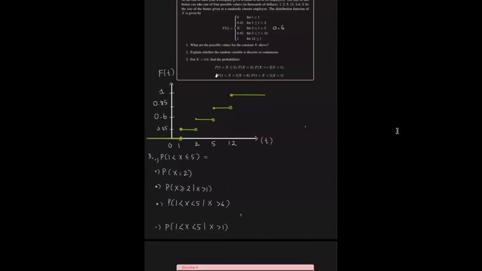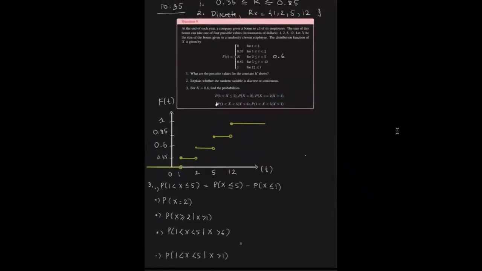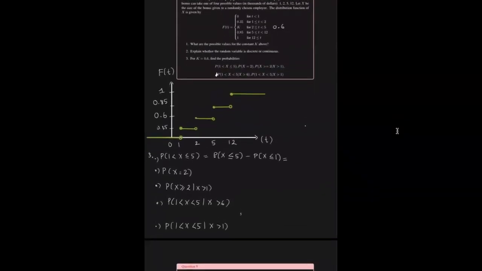First one, I want the probability that x is between 1 and 5, and include 5. So this is just the probability x is less than or equal to 5, subtract the probability x is less than or equal to 1. And then this is just F of 5 subtract F of 1. I think what you wrote is F of 5, right? But we do need to subtract.